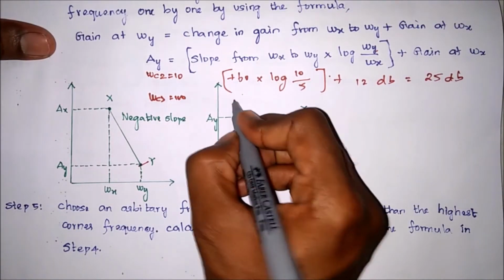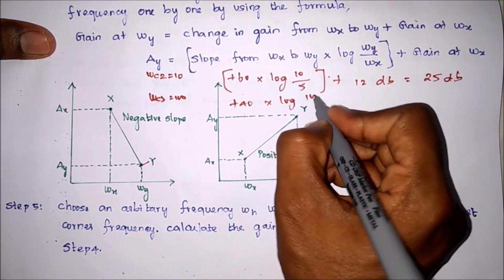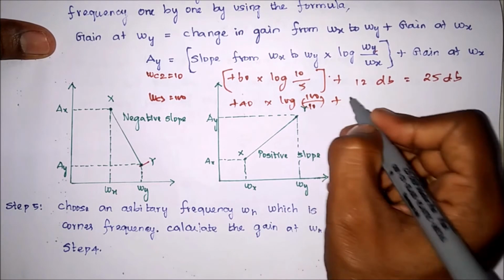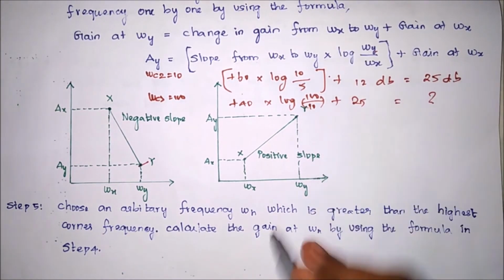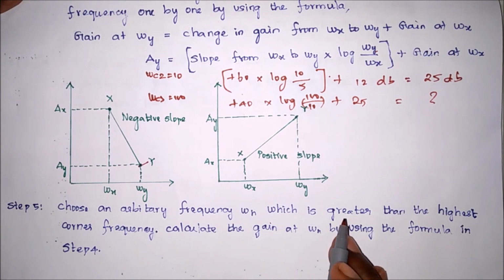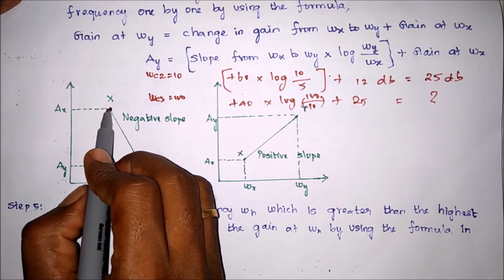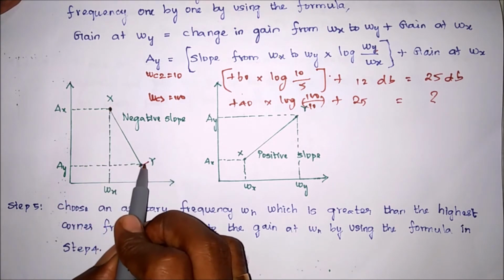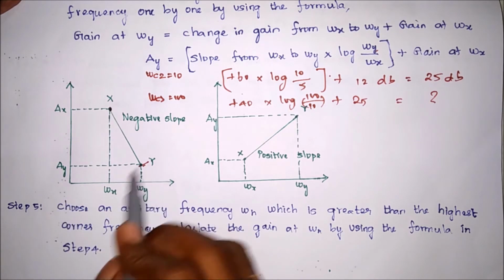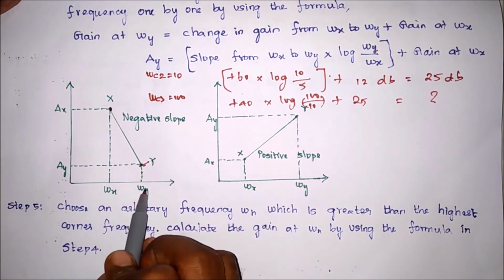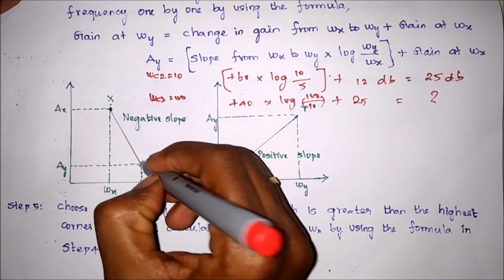Suppose 40 here, plus 40 into log 100 divided by 10, plus its previous slope, 25, equals what value? So likewise we have to repeat. Actually, suppose this is x and its gain value may be some value, then this is y and its gain value may be some value. To calculate the gain at omega y, what do we have to do? We have to find the slope from x to y.